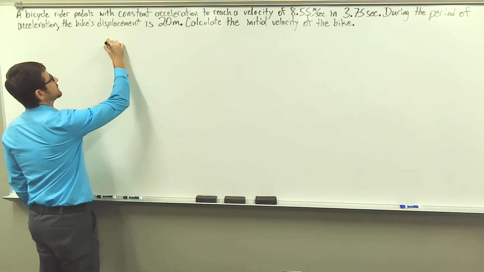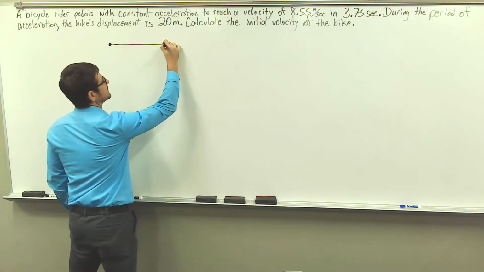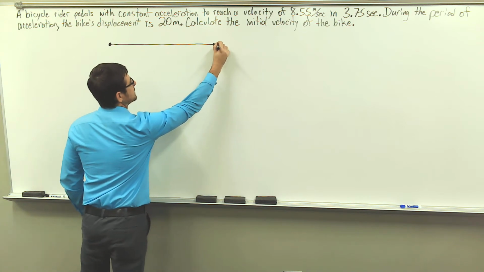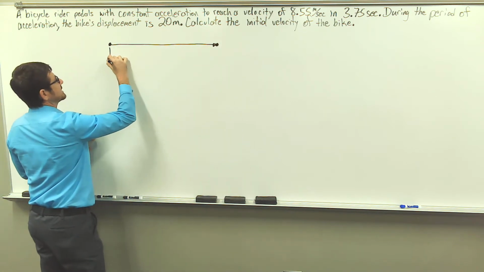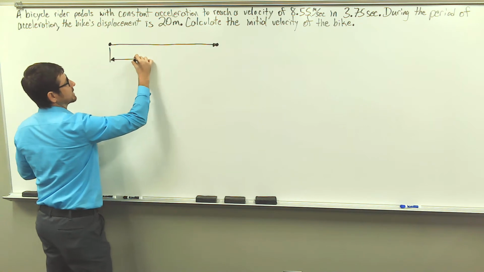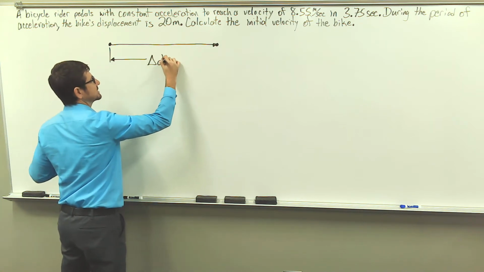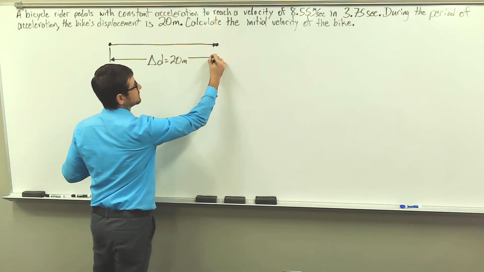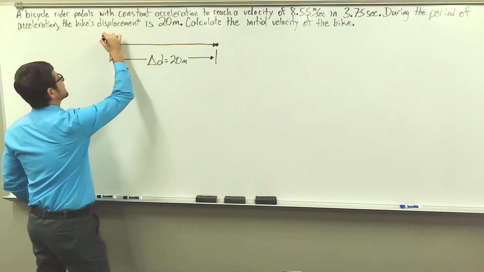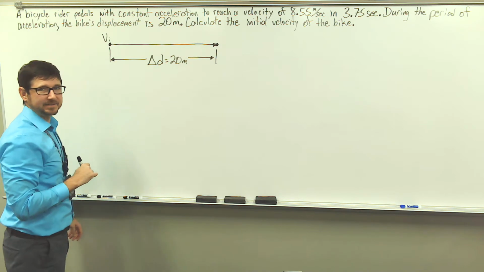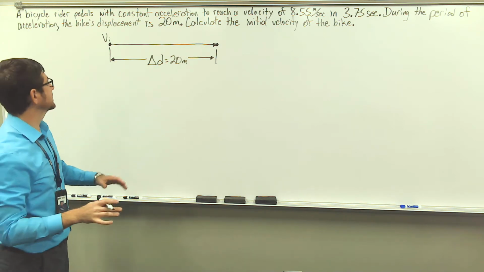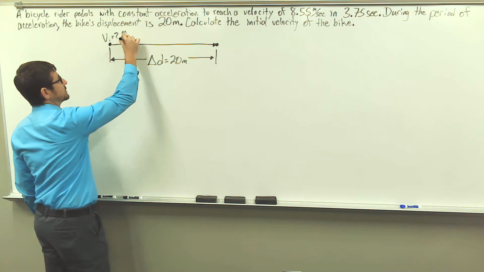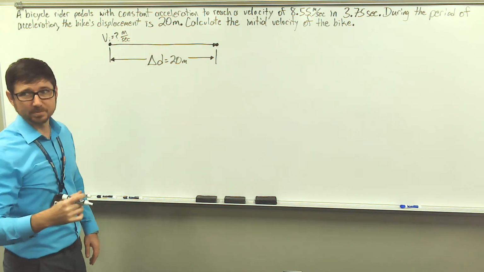So we have our initial position, and then we have our final position, and our change in displacement here. I'll go ahead and place a dimension. Delta D is equal to 20 meters. I'm going to label our initial velocity. Now we don't know what it is, so I'm going to put a question mark, but we do know that the units need to be in meters per second.